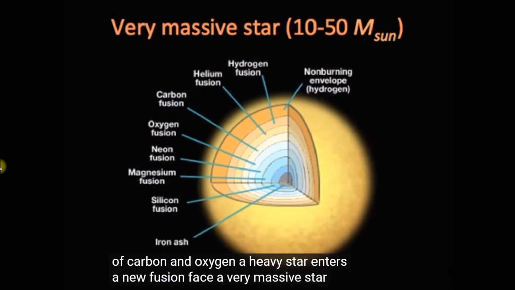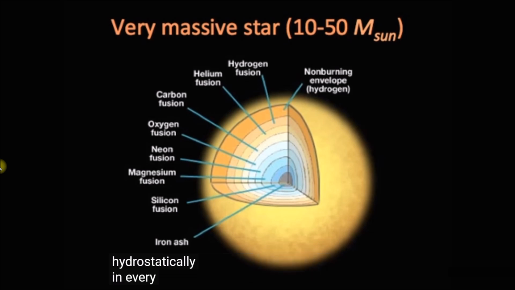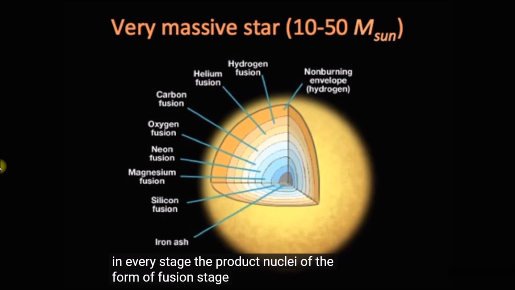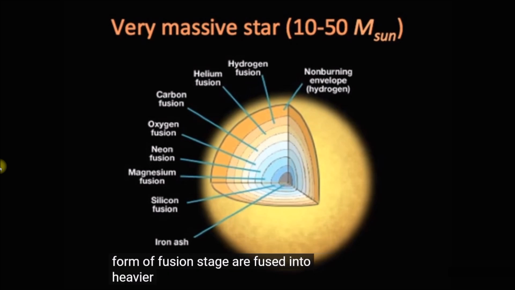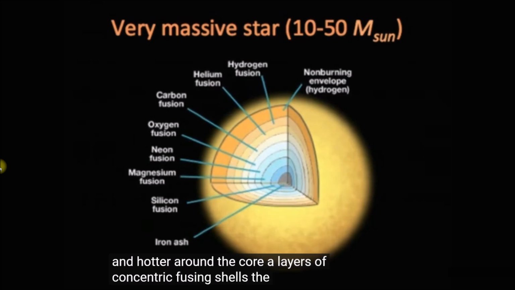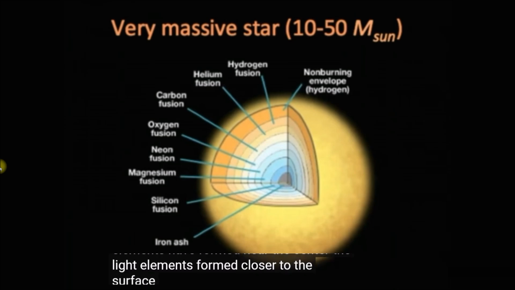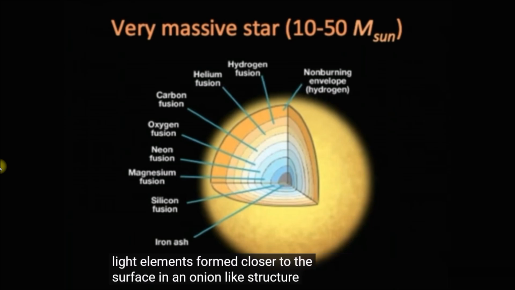A very massive star produces all the elements up to iron hydrostatically. In every stage, the product nuclei of the former fusion stage are fused into heavier nuclei, and the core gets hotter and hotter. Around the core are layers of concentric fusing shells. The heavy elements are formed near the center, the lighter elements formed closer to the surface in an onion-like structure.